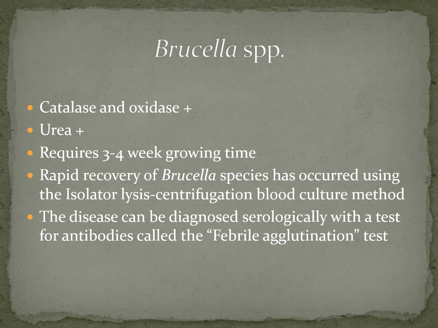Brucella is an organism that is catalase and oxidase positive. It's also urea positive. And it is a slow-growing organism that requires 3 to 4 weeks of growing time. Remember, when we talked about this organism in blood cultures, we always want to hold the blood cultures for 21 days minimum.